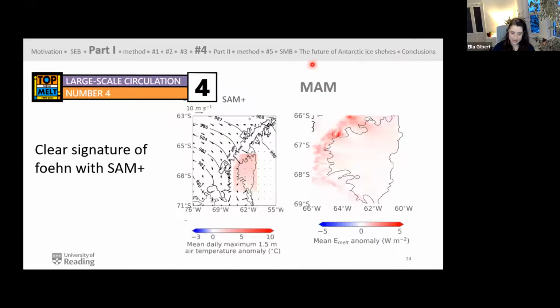But what might be interesting is to look in different seasons. So here we see just positive SAM conditions, and this is for autumn, so March, April, May. In positive SAM periods, we get very strong cross-peninsular flow, positive maximum air temperature anomalies, and you can see that translates into positive melt anomalies almost in that characteristic C shape that is a clear signature of Foehn. So we can infer from that pattern of melt anomalies that Foehn and SAM might be linked, something we also know from theoretical considerations and previous work.